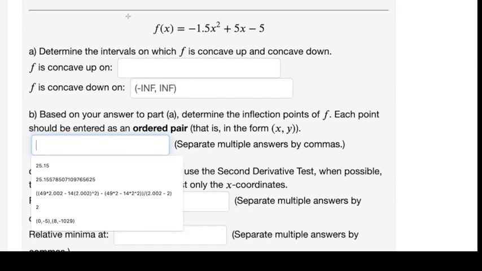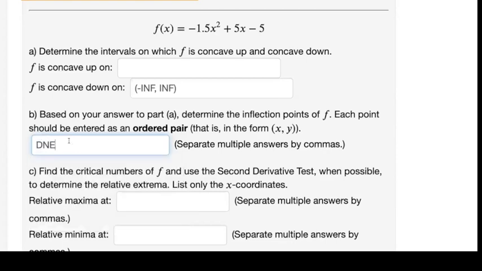This question says if an answer does not exist, put DNE. So I'll put DNE for the inflection point.